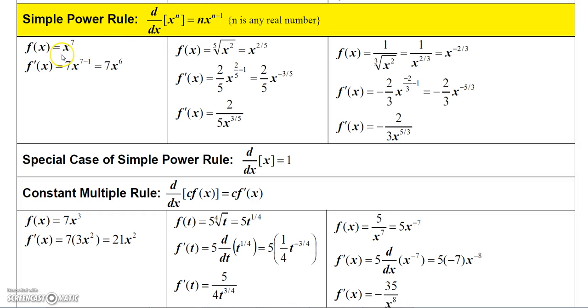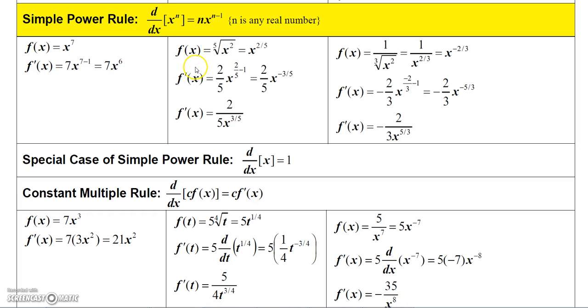So I'll start you out with a simple example here. If I want to take the derivative of x to the 7th, then the f prime here would be just bring the 7 down as a factor, so I'd have 7 times x to the 7 minus 1, and then you just take 1 away from the exponent, so you get 7x to the 6th.